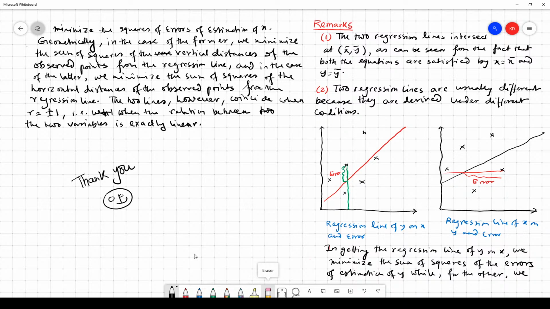Today I give you only one homework, that is, find the regression equation of x on y. Please submit this homework after completing it, and send it to me via my mail.